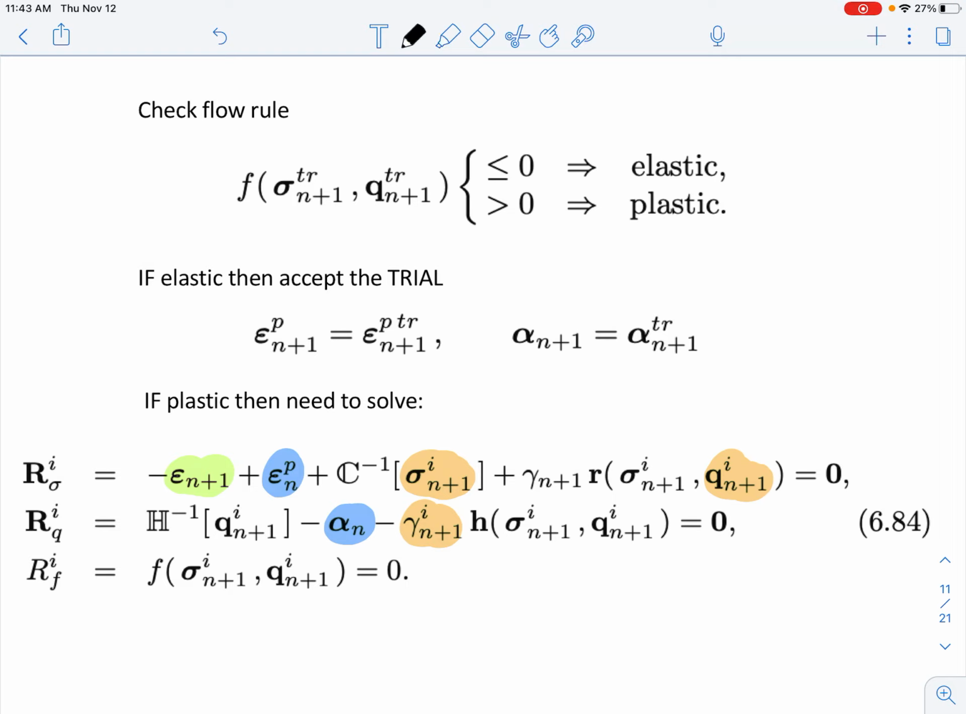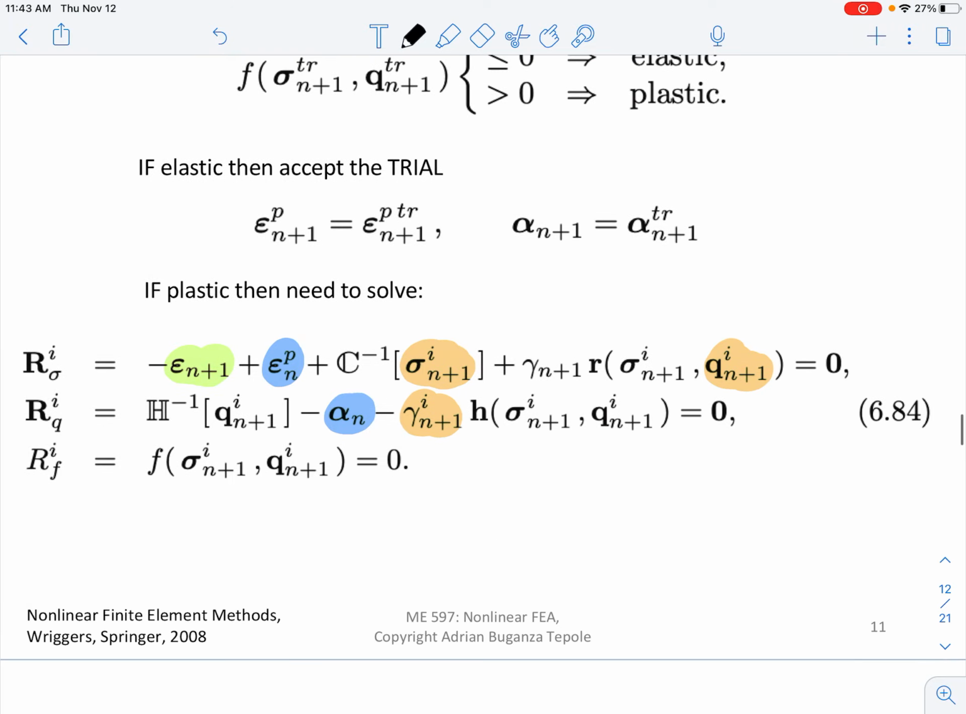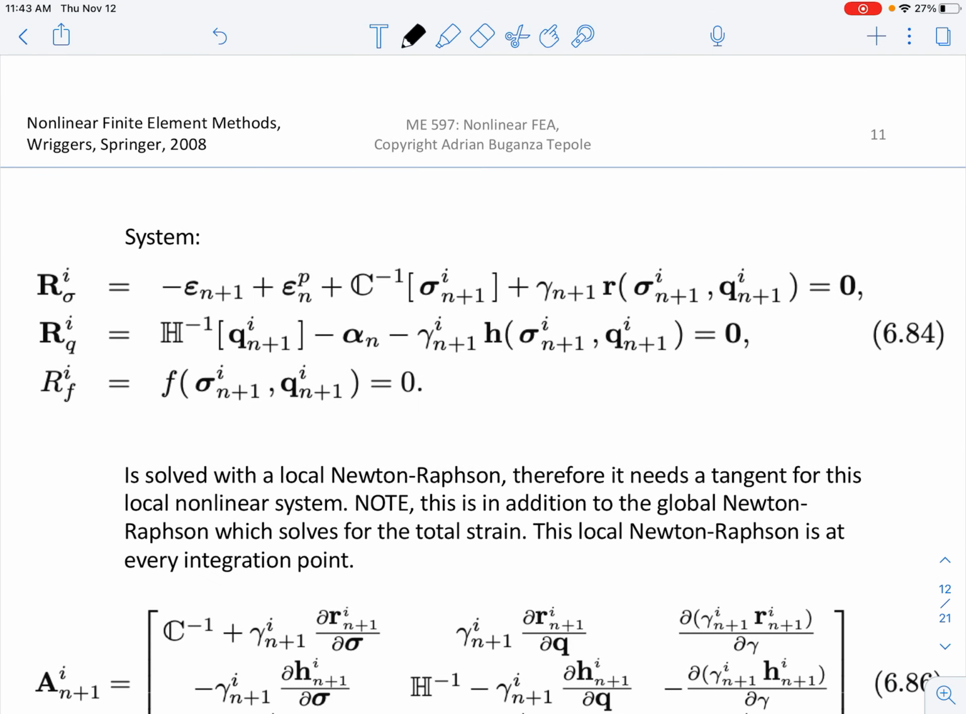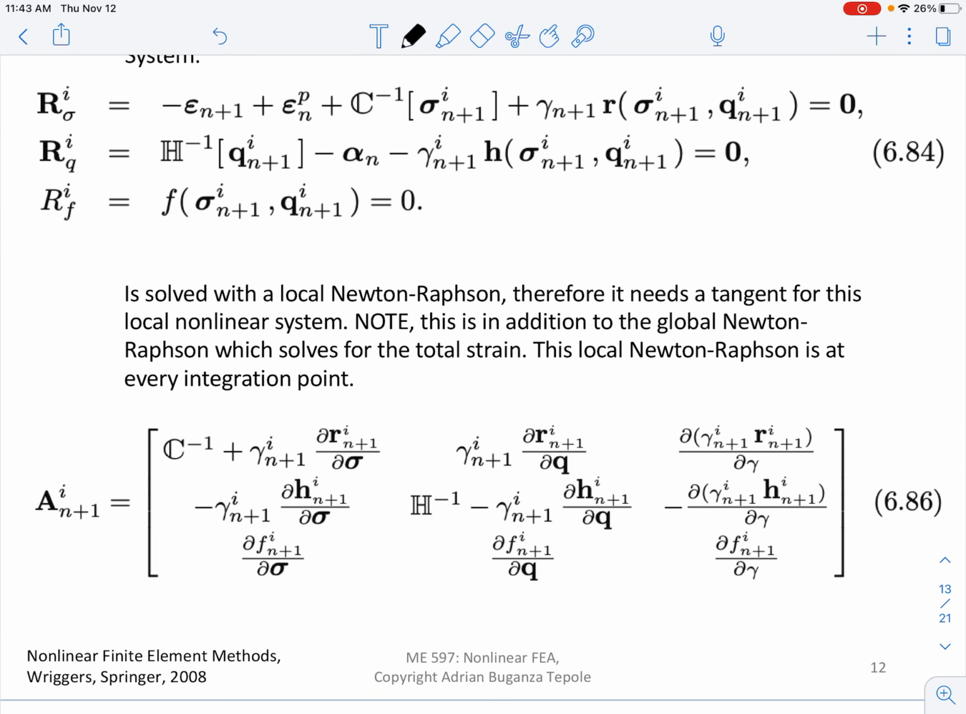Yeah, so that's it. How do you solve this system of equations? Well, with Newton-Raphson. Again, just to remind you, this is the system of equations. How do you solve this? Newton-Raphson, local Newton-Raphson. Note that this is another system of equations, another Newton-Raphson.